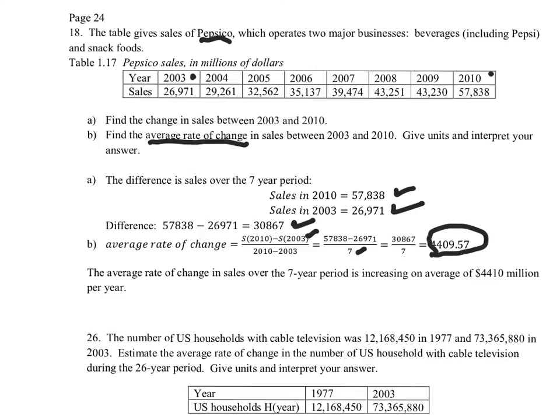So to interpret that, the average rate of change in sales over the 7-year period is increasing on average at a rate of $4,410 million per year. So you would say this is dollars per year. So we are increasing by approximately $4,410 million per year.